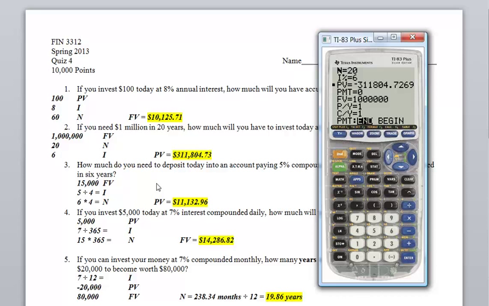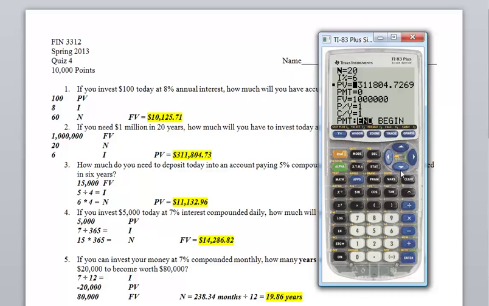311,804. Now, the next problem is non-annual compounding, which we may or may not have covered by the time you looked at this, but that's fine. This problem happens to be compounded quarterly, and we're not going to change the settings on the calculator, the P/Y or the C/Y at the bottom, for numerous reasons that I'll cover in class, but for one of them, there's really no need to.